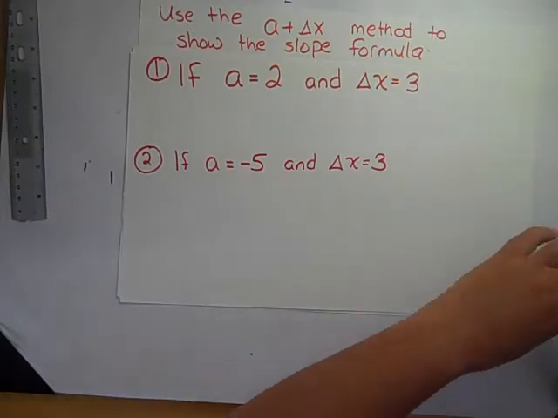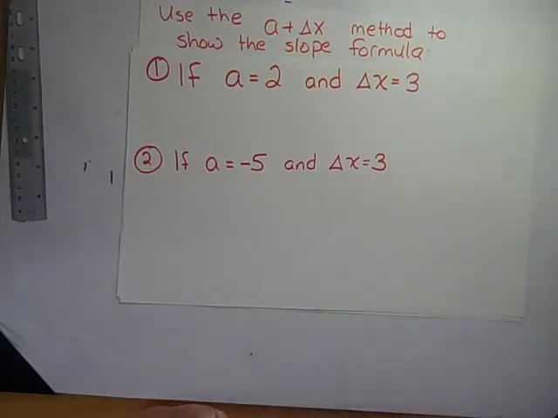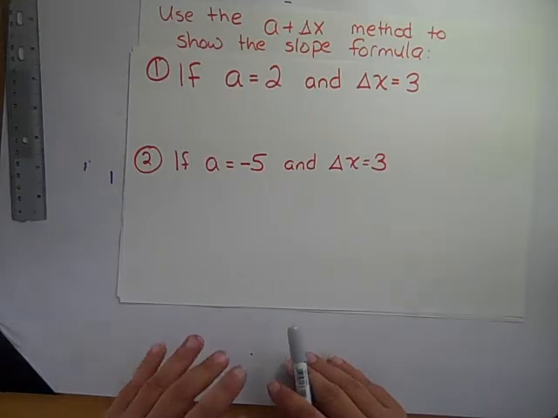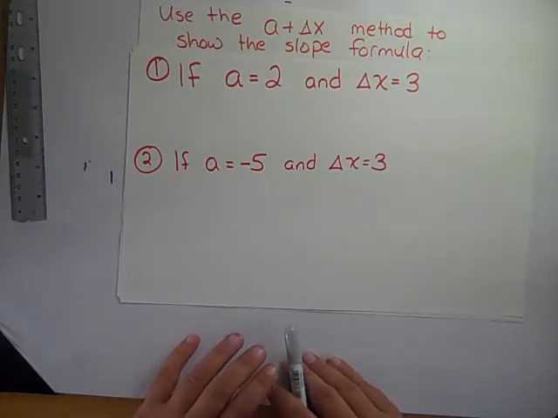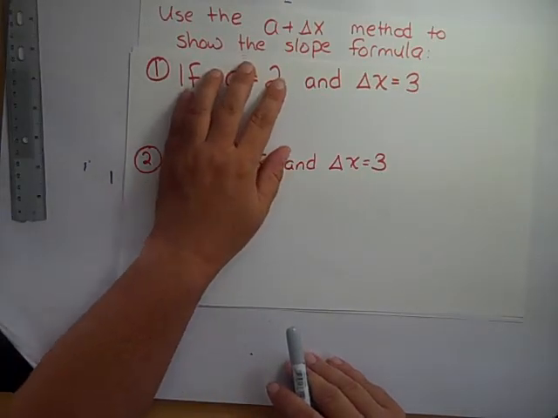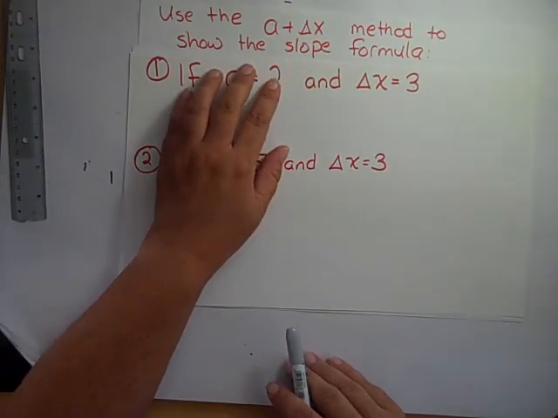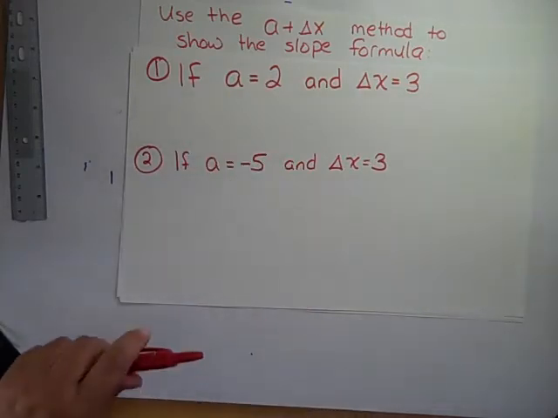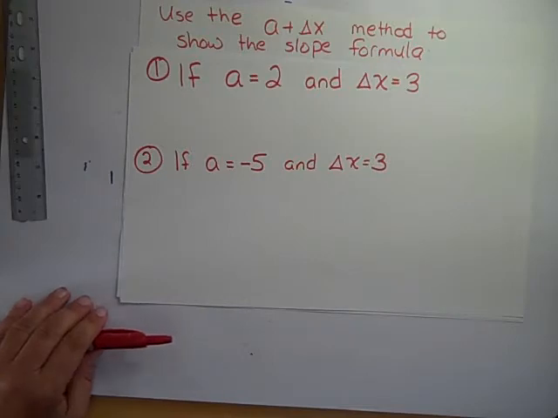Let's use what we learned in the last video to do some problems. And let me encourage you, as we do these problems in this video, to pause your video and try to do the problems yourself, and then just use my explanations to check your work. So use the a plus delta x method to show the slope formula if a equals 2 and delta x equals 3. Take a second to write that into your notes, and then pause the video and try to solve it.